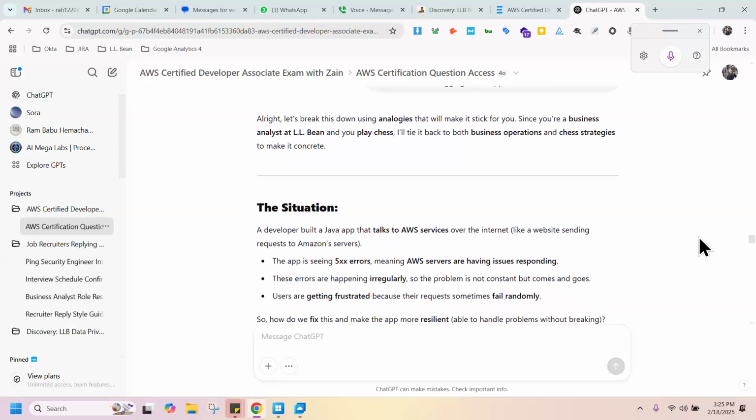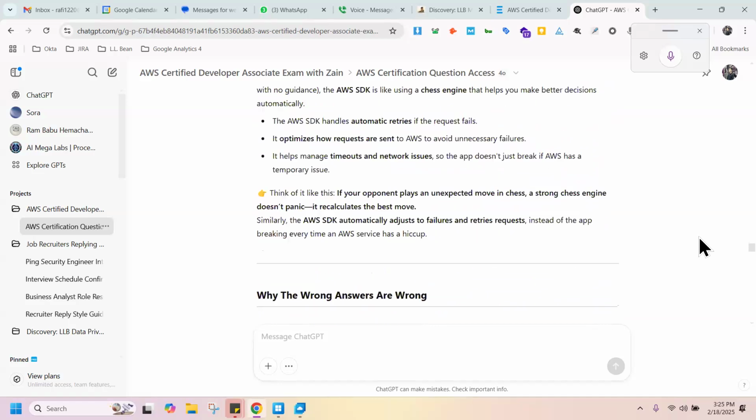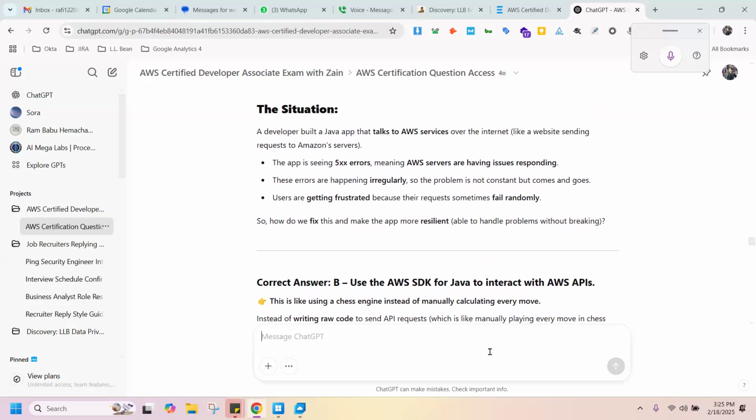So once you understand the situation, then we read the question, and once we understand the question, then we go to the answer, right? So I think that's the best way to do this.